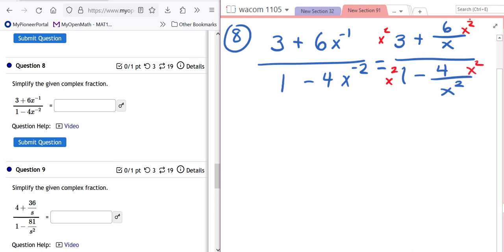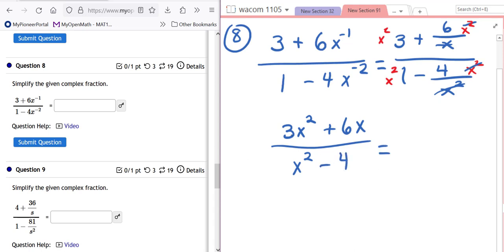All right, and so let's see what we got. So we have 3x squared, right? 1x cancels here, so plus 6x. Right, this one, x squared times 1 is going to be x squared. And this one, the x squareds are going to cancel, minus 4. So we might have to factor to reduce. We can take out a 3x, and that leaves us an x plus 2.